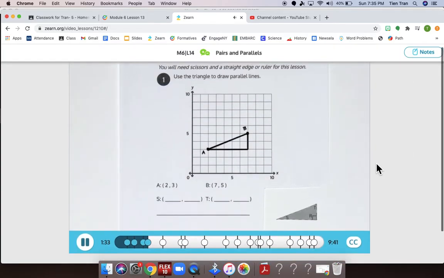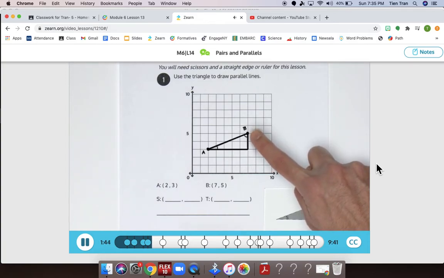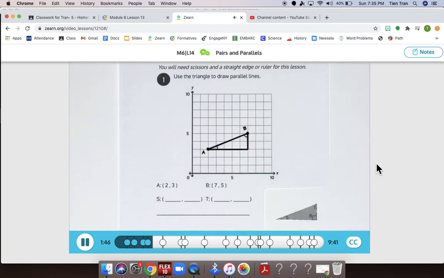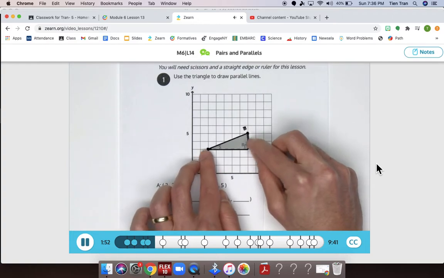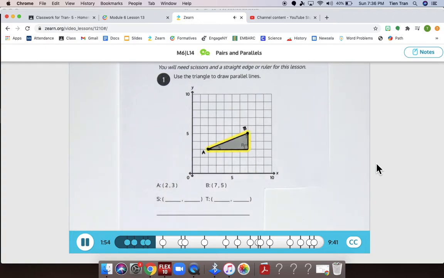A vertex is the point at which 2 lines or line segments meet to form an angle. Point A is a vertex. Here's angle A. Point B is a vertex. We can see angle B. And we have one more here. Now, let's put this triangle on top of our sketched triangle. They're the same size. We can use this triangle to draw line segments parallel to line segment AB.